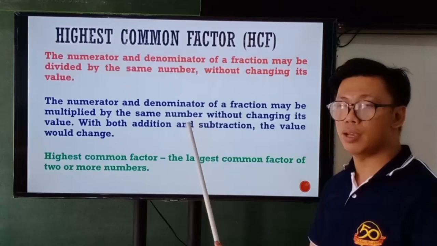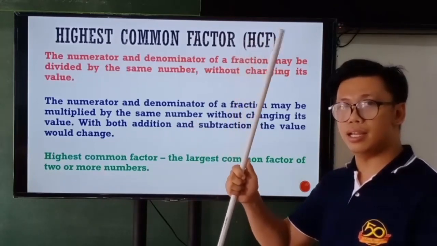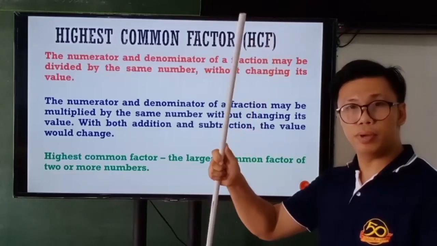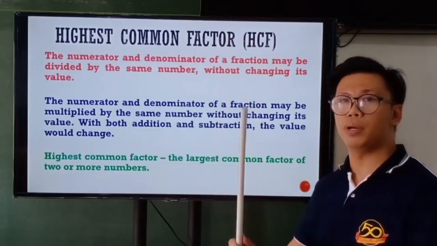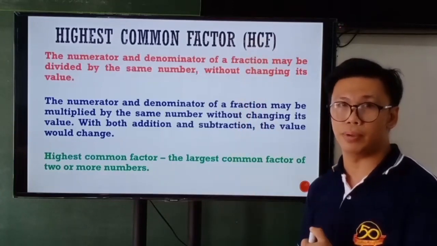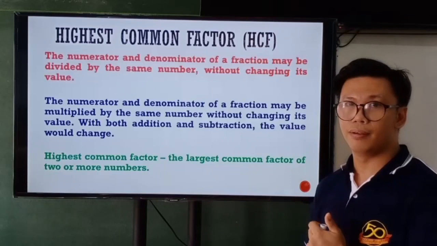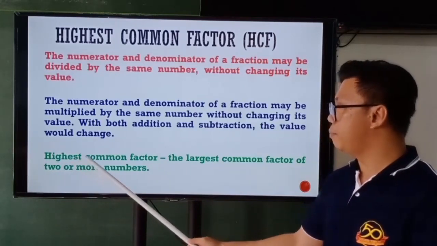So when we say same number, if we use 2 to divide the numerator, we also use it in the denominator. If we multiply by 2 in the numerator, we also multiply in the denominator. Understand? Very good. Now, we have here another meaning.